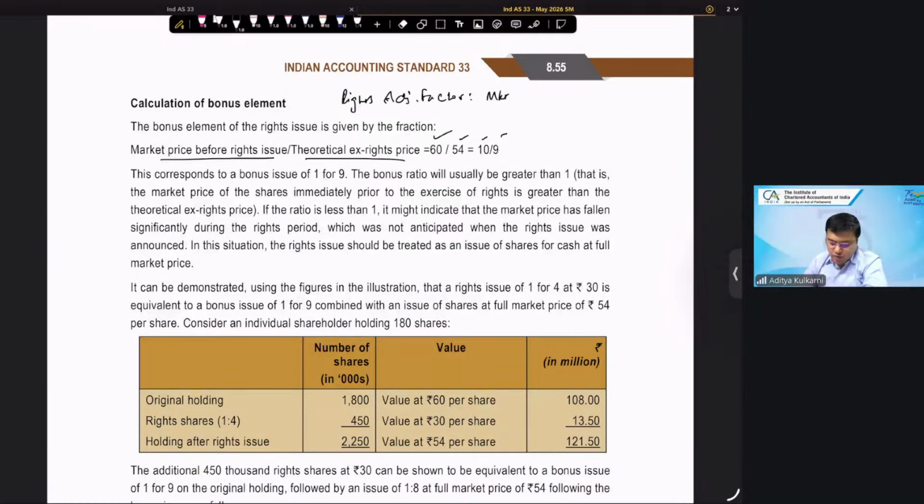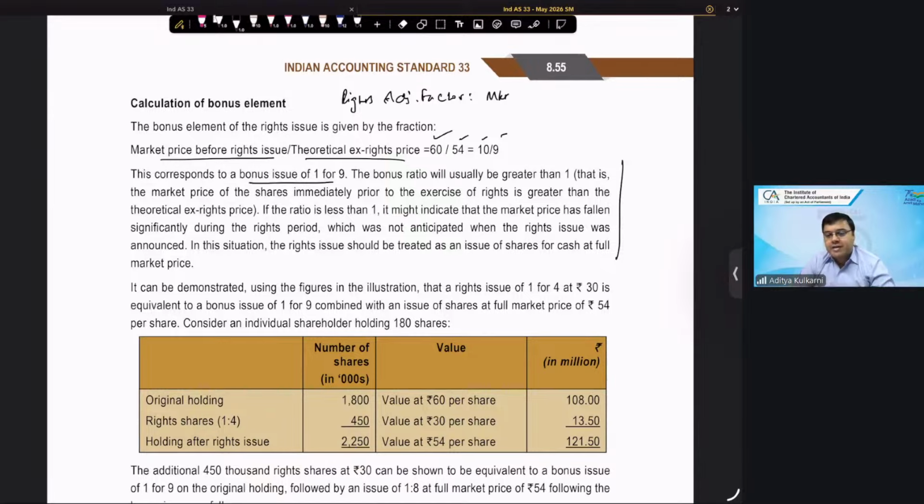Okay. Now, what does it mean? This is important for you to understand. This corresponds to a bonus issue of 1 for 9. When you gave a discount on the shares, see, you have 4 shares worth 60 rupees, 240. You gave 1 share for 4 shares at 30 rupees.